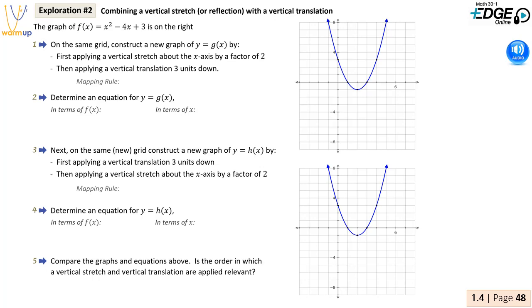Here, we'll begin with a parabola defined by f of x equals x squared minus 4x plus 3, and we will apply both a vertical stretch, or reflection, and a vertical translation. Let's first apply a vertical stretch by a factor of 2, and then a vertical translation 3 units down.